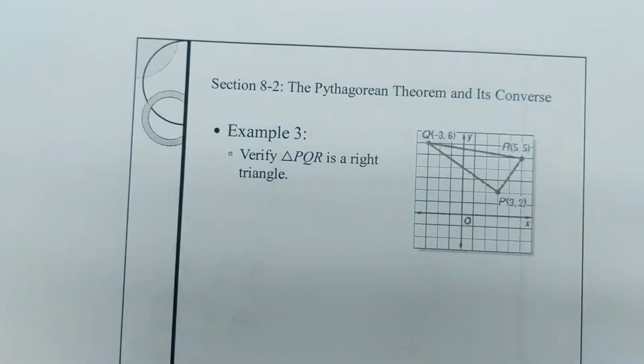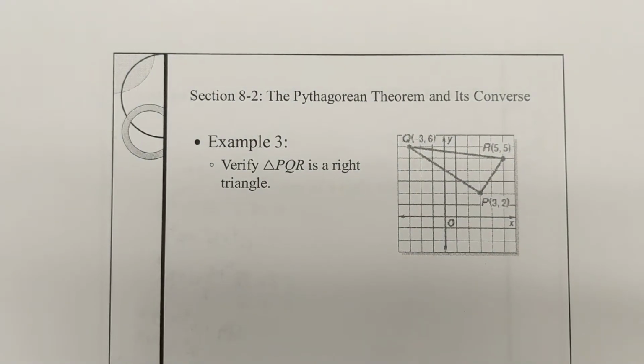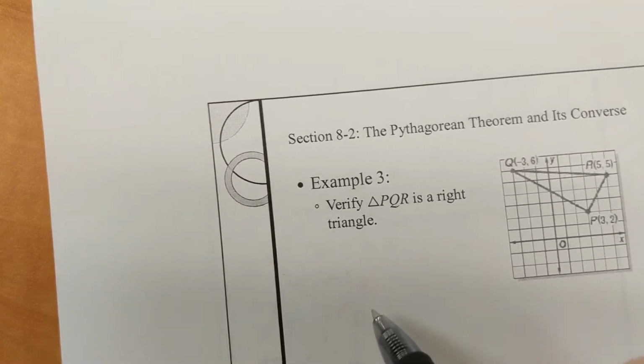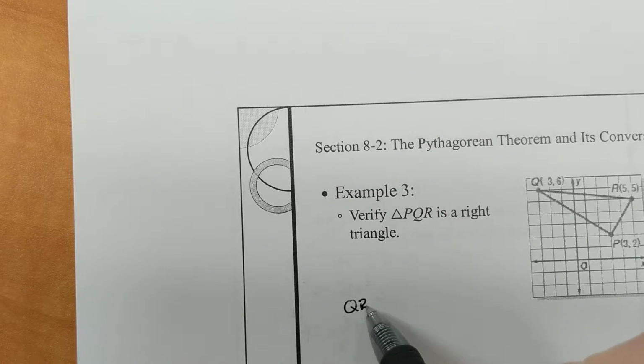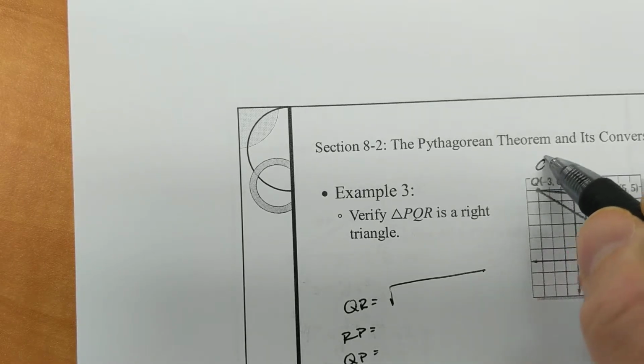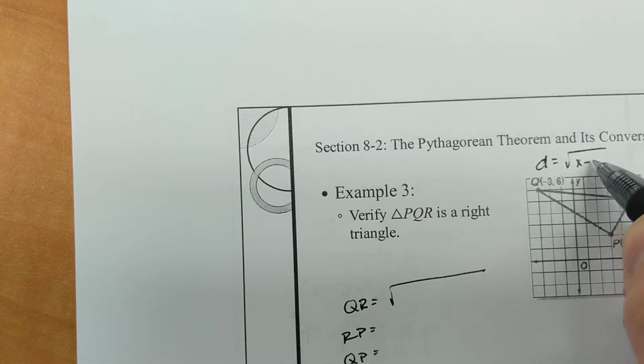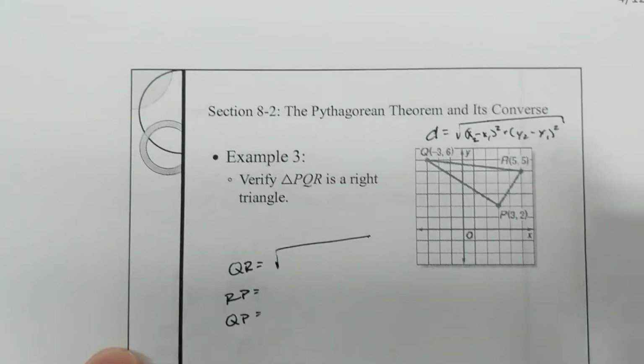So example 4 here, verify this is a right triangle. There are actually two ways to approach this. You can find the distance of all three sides, and then use the Pythagorean theorem. So we need to find out what QR is, what RP is, and what QP is. For QR, that's the distance formula in case you forgot: x2 minus x1 squared plus y2 minus y1 squared, all underneath the square root.